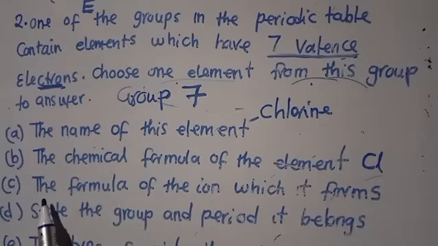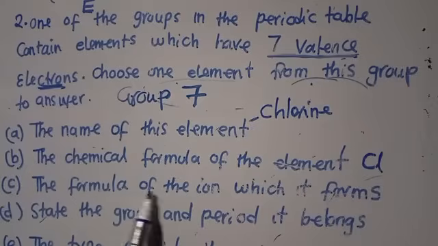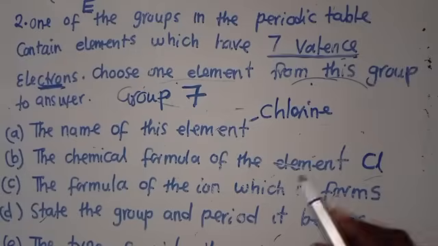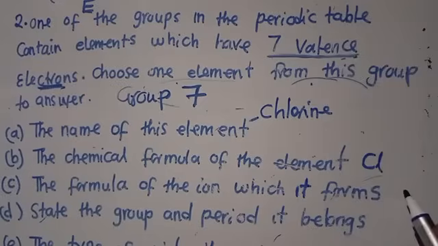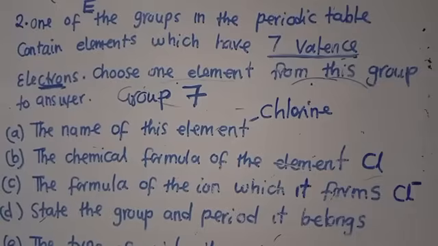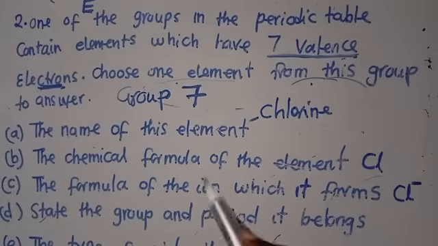Here, the other question, question C, is saying the formula of the ions which it forms. The ion it is going to form is Cl and the minus there. Because it is just going to gain one electron, it is going to have Cl and the negative on top, telling you that it is just going to gain an electron.